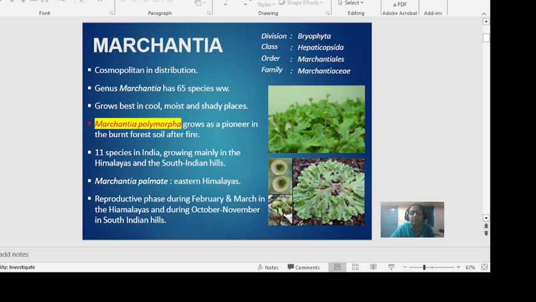So Marchantia is a thalloid plant with 65 species distributed worldwide, mostly growing in cool, moist and shady places, and Marchantia polymorpha grows in burnt forest soils after fire. In India, 11 species have been reported. In the Himalayas and South India, Marchantia palmata is found in the eastern Himalayas, and the reproductive phases of Marchantia are found during February and March in the Himalayas and during October and November in the South Indian hills.